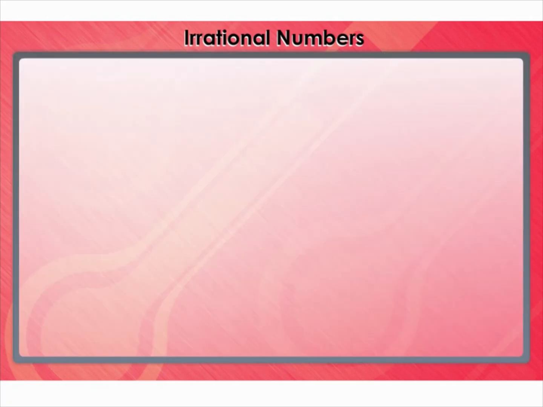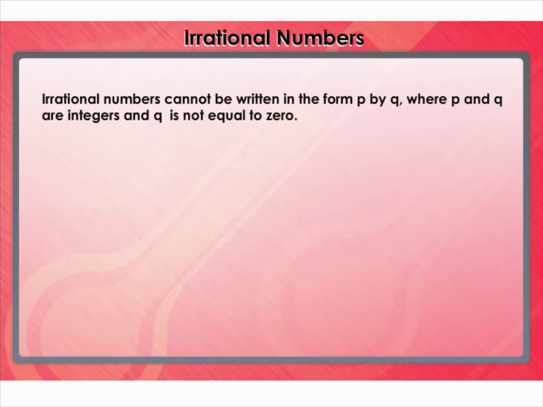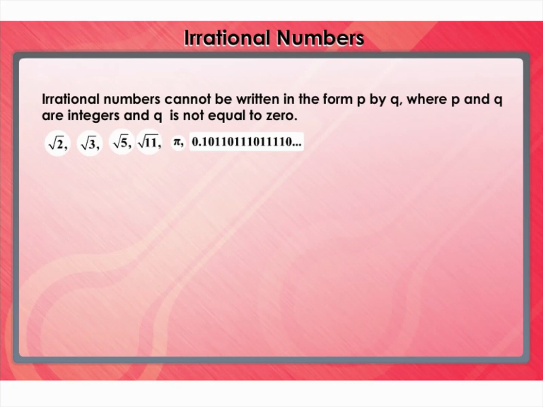Irrational numbers. Irrational numbers cannot be written in the form P by Q, where P and Q are integers and Q is not equal to 0. We know there are infinitely many rational numbers on the number line. Similarly, there are infinitely many irrational numbers too. These numbers are some examples of irrational numbers.